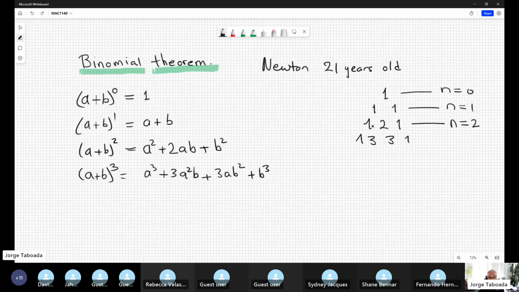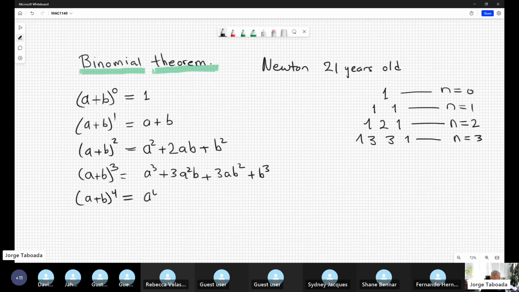Yes or no? This was the number coefficient for n equals 3. Let's do one more. Yeah, immediately I discovered the pattern. Look, (a + b) to the 4th power. This is the binomial theorem we are studying.